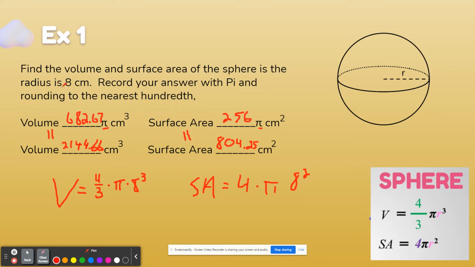We use the same radius. The only difference is we didn't multiply by pi in the first one. Sometimes it'll ask you to leave your answer with pi. Sometimes it will ask you to round to the nearest 100.